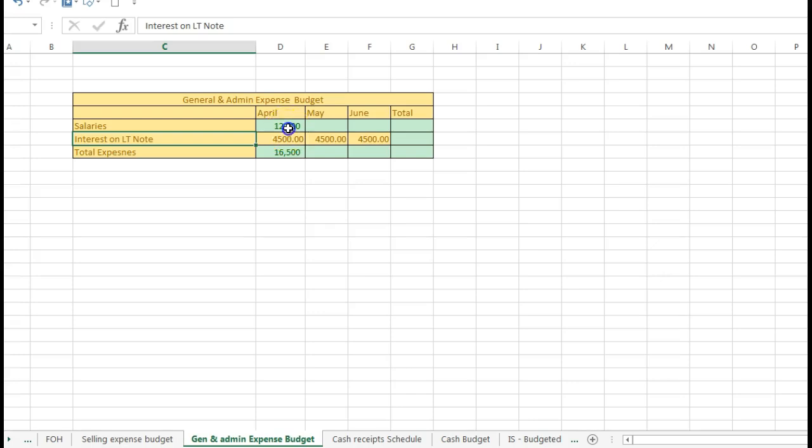The next up is the general and administrative budget. They tell you salaries are $12,000. We are going to throw in the long-term note interest on this one. So we have total expenses of $16,500 for April for this.